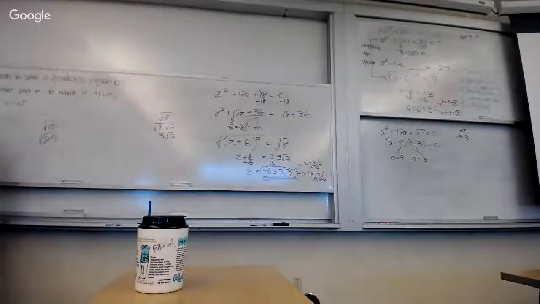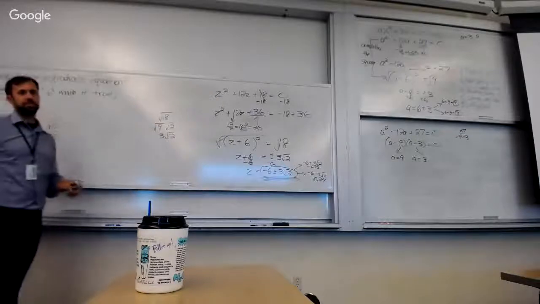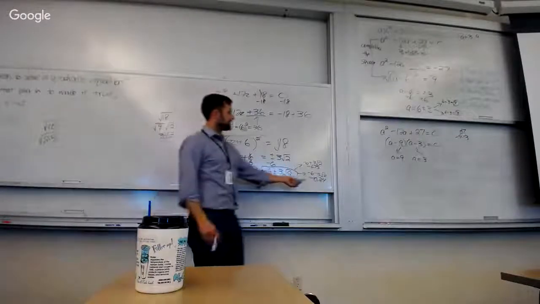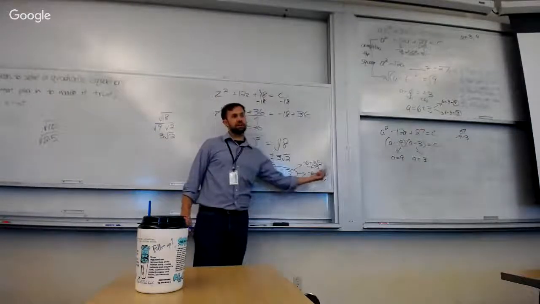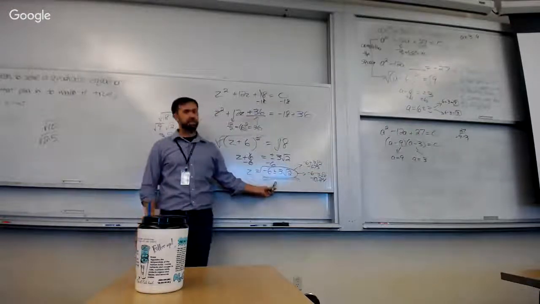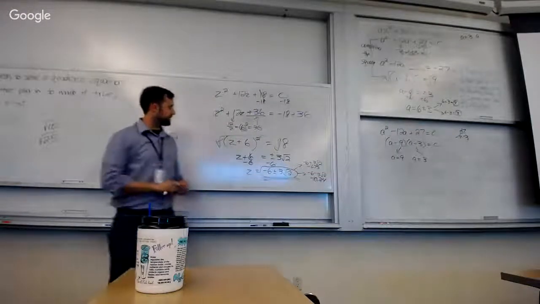And you know what a decimal approximation is, right? A lie. Right? The answer is not really 1.75 and the answer is not really 10.24. There's a lot of decimals there that I just cut off. So again, this is your best answer: negative 6 plus or minus 3 root 2.